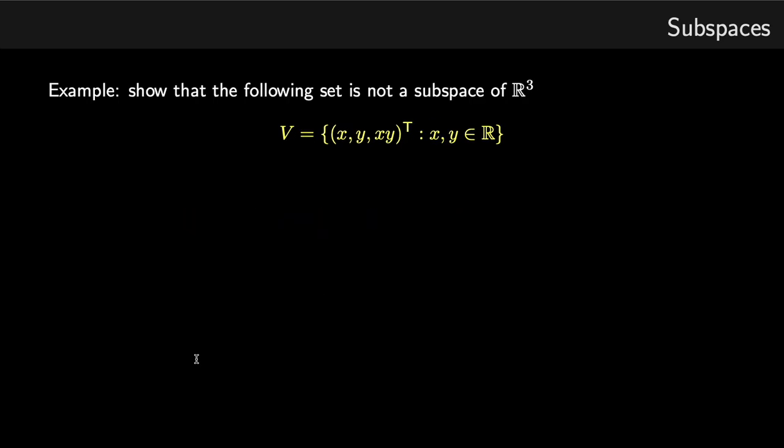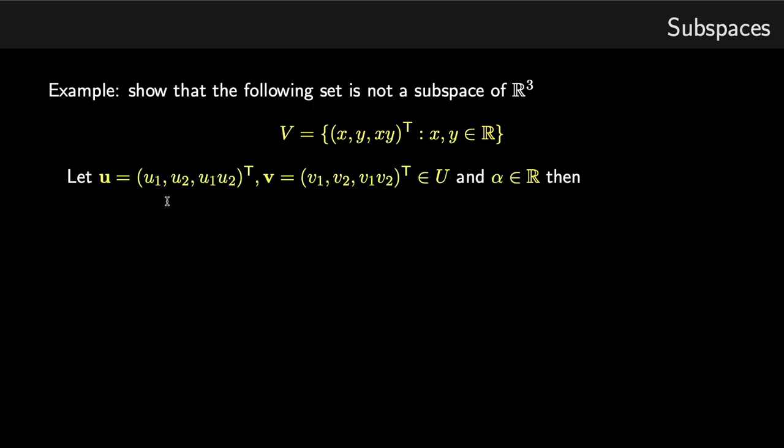Okay, let's have another look at an example. So this is the set V, and it's also in R3. So V is characterized by having an x component, a y component, and the z component is whatever the x multiplied by the y is. So again, let's choose two vectors from V. So here we've got the vector u.